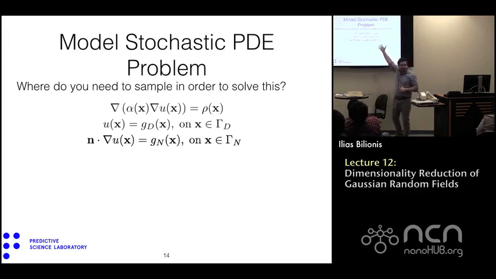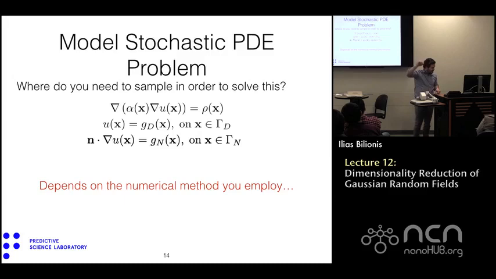Well, if you want to actually solve this partial differential equation, you better take a realization of A, right? You better sample A. And you're going to need A at a finite number of locations, at a finite number of X's. You don't need it everywhere, but you need it at a finite number of X's. And where you need it depends on how you solve this partial differential equation. Are you going to use finite differences? Then you need it wherever the finite difference method needs A. Are you going to use finite volumes? Probably need it at the centers of the cells. Are you going to use finite elements? You need it at all quadrature points of the finite element method.